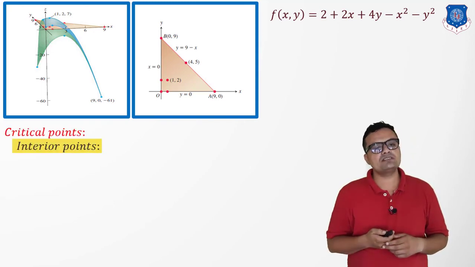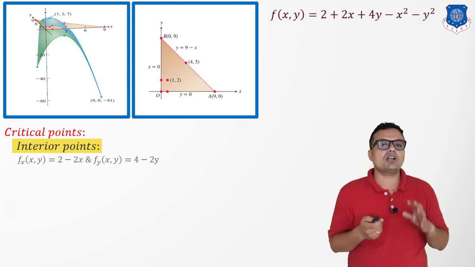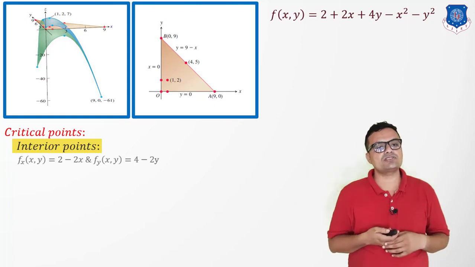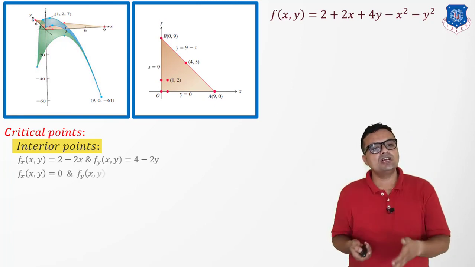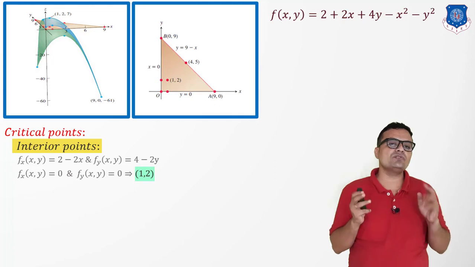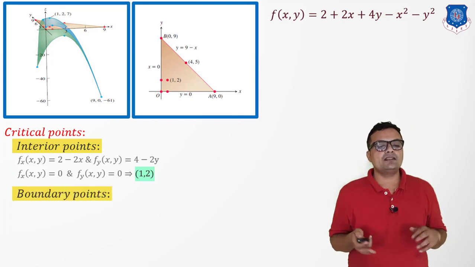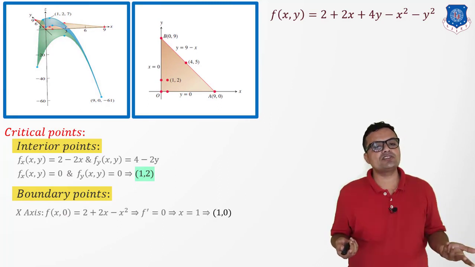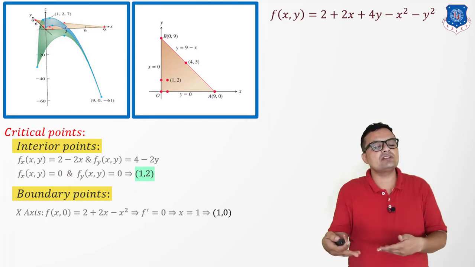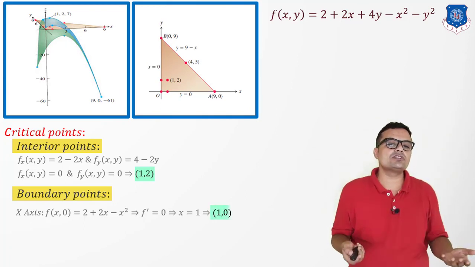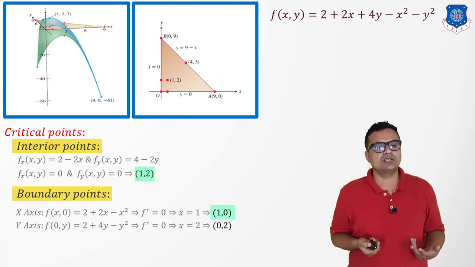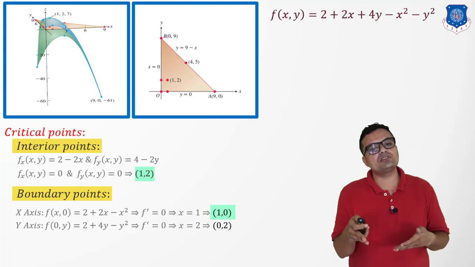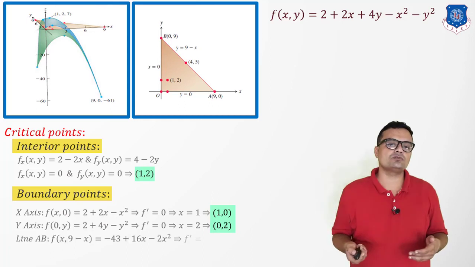So how do we find critical points in the interior part? For that we take our regular calculation, f sub x equal to 0, f sub y equal to 0, and this gives me the first critical point (1, 2). Now I am taking boundary points. On the x-axis, the value of y is 0 in the function, so it reduces to a function of one variable, and then I take the derivative equal to 0, which gives me point (1, 0). Similarly, on the y-axis I take x coordinate 0, and then I take f dash equal to 0, which gives me point (0, 2).